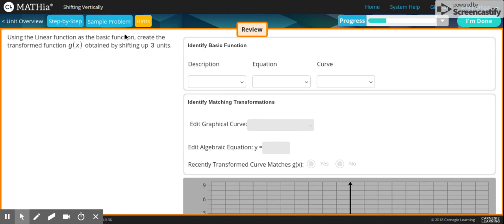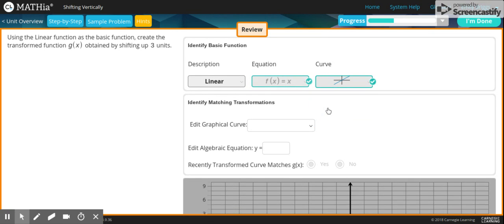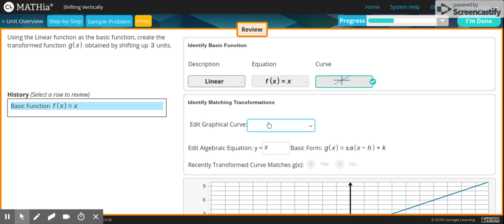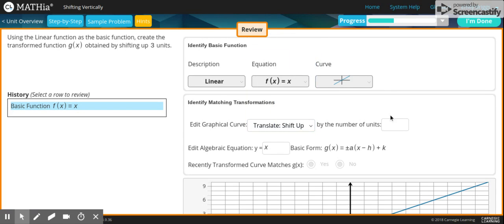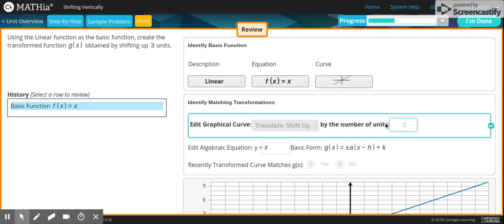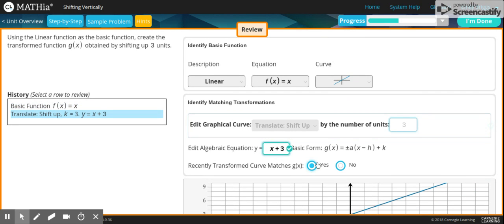The first one says using the linear function. So I click, then you click f of x equals x, because a linear function doesn't have an exponent. And then the curve is straight. To edit, it says over here, using the linear function as the basic function, create the transform function obtained by shifting up 3 units. So I click shift up, then I enter in 3, and then I do plus 3. And that's all there is to it.